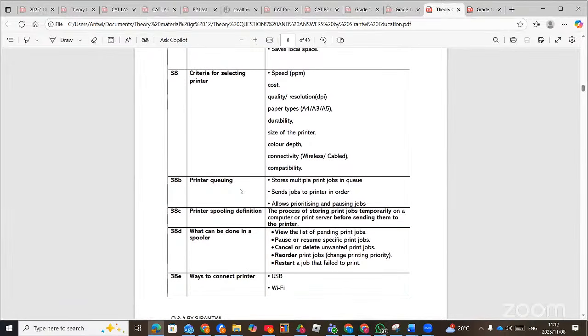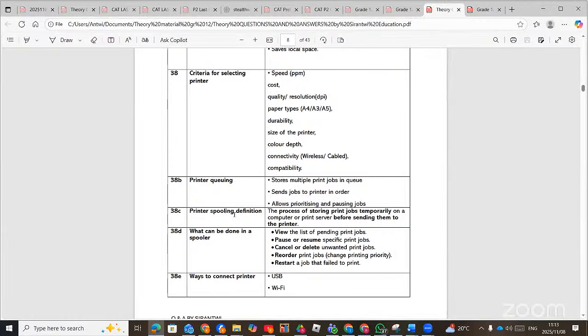Then what is a printer queue? That is storing print jobs, or multiple jobs, in a queue. Then they send the jobs to the printer in a certain order, and at the printer queue you can delete, or pause, or give a prioritized job, which one should be printed first. So they can ask you some of these questions, what you have to do at the printer queue.